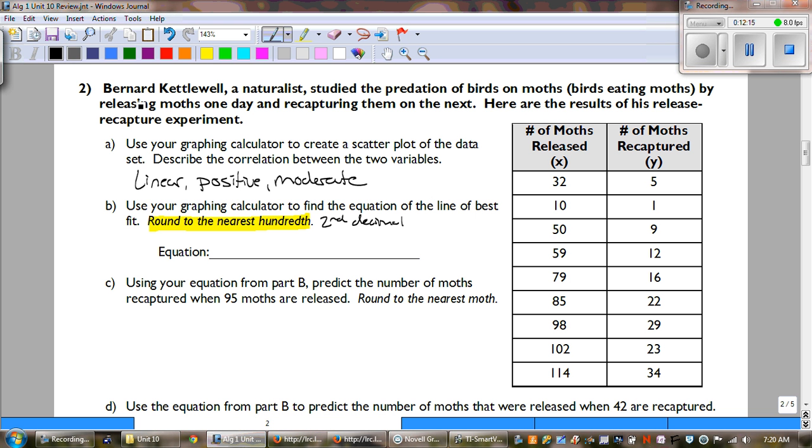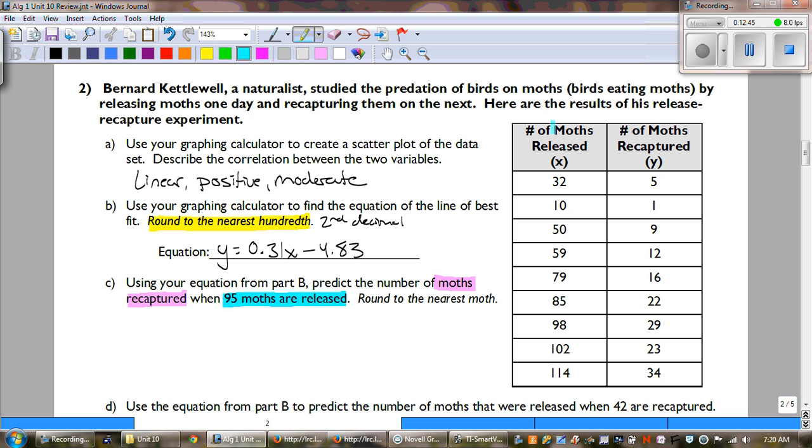But you should have gotten that y equals 0.31x minus 4.83. All right, so using your equation from part B, predict the number of, what are we predicting the number of? Moths recaptured when 95 moths are released.